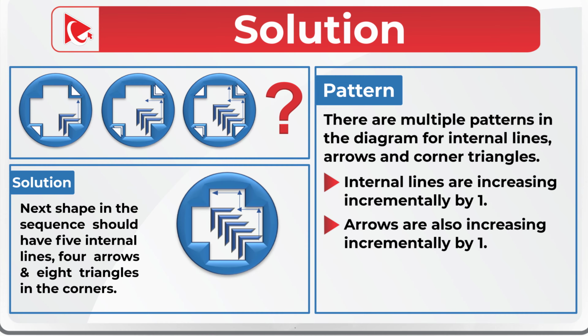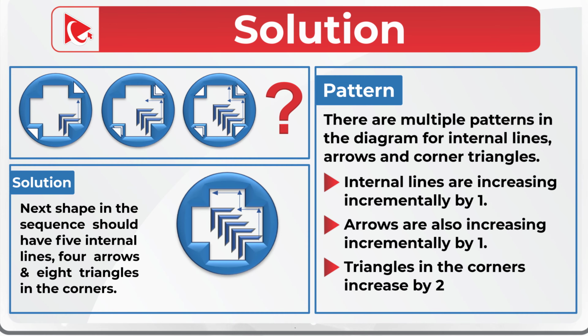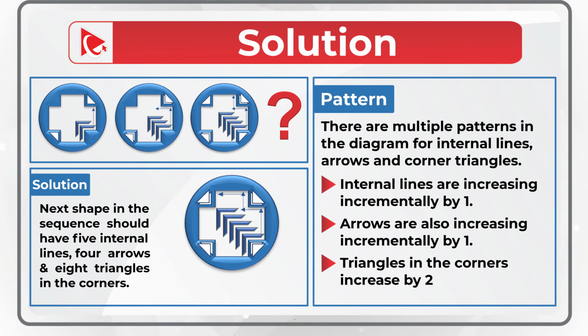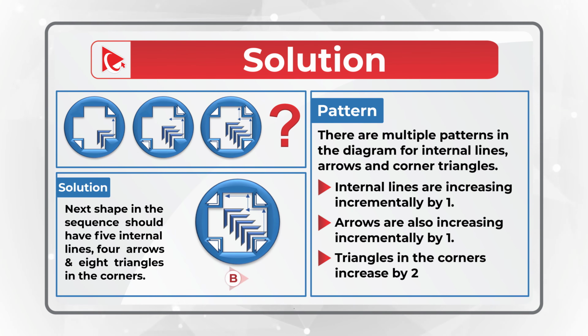And then the last but not least pattern are the corner triangles. We see, if you look closely, that corner triangles are increasing by 2. For example, first object has 2 corner triangles, second object has 4, third object has 6, which means that the next object in the sequence should have 8. Based on these calculations, the correct answer is choice B. This matches all of these patterns.